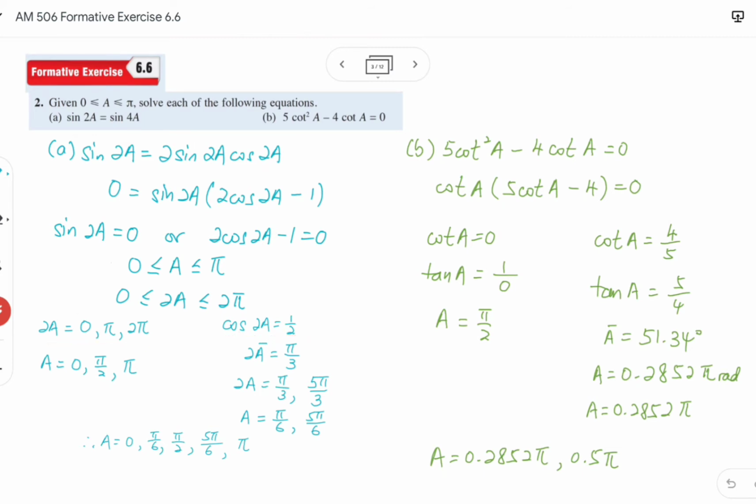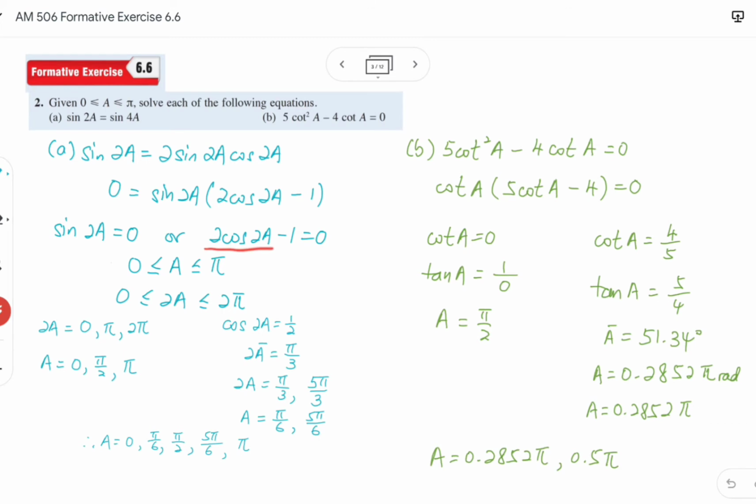So before we get the answer for 2a, we check on the domain. The domain given for a is from 0 to pi. So when we are solving for 2a, we need to convert the domain into that of 2a. Alright, so we times 2 for the 0 and pi. We get 2a is from 0 to 2 pi. Therefore, sine 2a equals 0, our 2a should be 0, pi, and 2 pi, which you can get from the graph of sine.